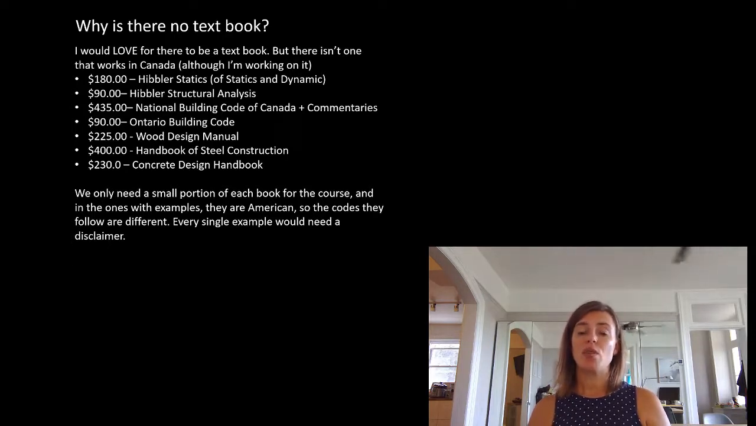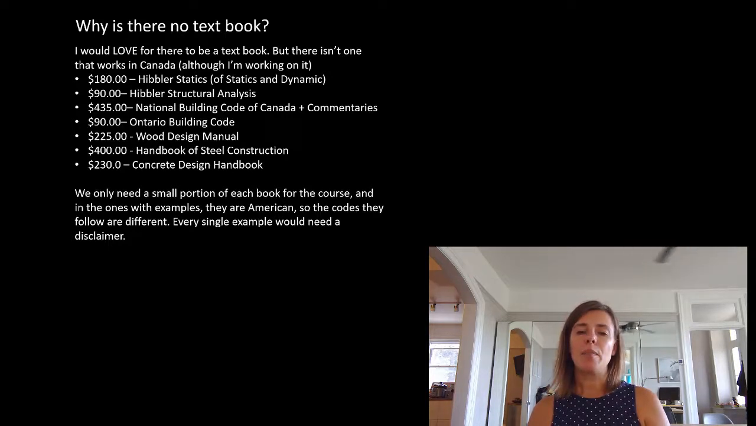There is a structural analysis textbook, which we're going to cover. Again, it's American and follows different codes. Then we actually end up using our codes as well. We need the National Building Code of Canada and the Ontario Building Code that we reference. And then we have the material handbooks that we need to look at for wood and steel and concrete. All of those add up to a hefty price, and for each one we only need 10 to 15 pages anyway.